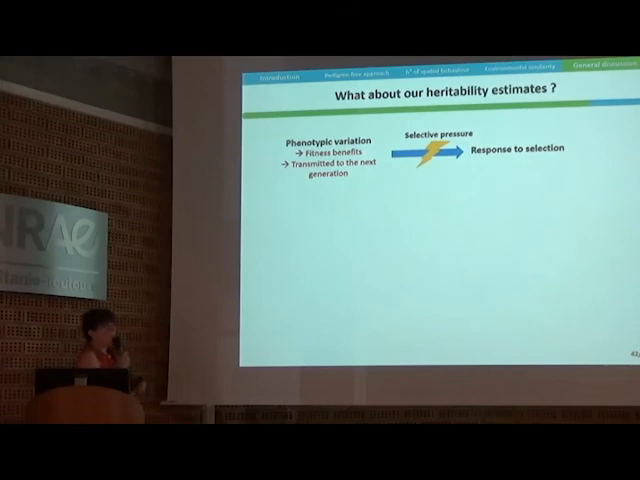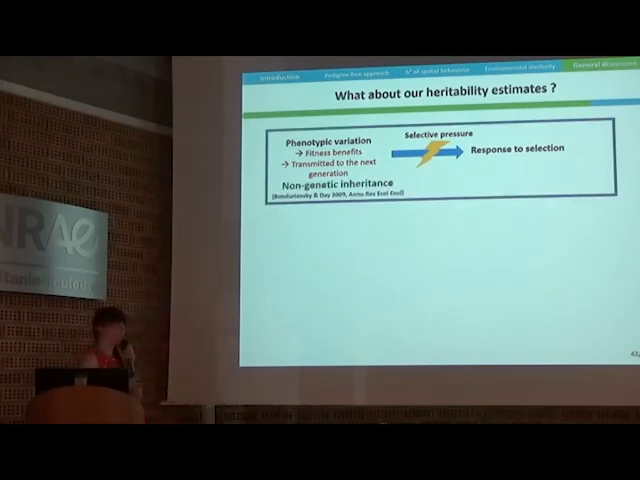So, with all I've said, we might wonder what we are going to do about our heritability estimates. I would like to stress that evolutionary potential is all the phenotypic variation which provides a fitness benefit and is transmitted to the next generation. So if those two assumptions are met, it means that phenotypic variation can respond to selection. And this, whatever the kind of transmission it is, even if it's non-genetic transmission, since it has been shown in the literature that there might be non-genetic inheritance.